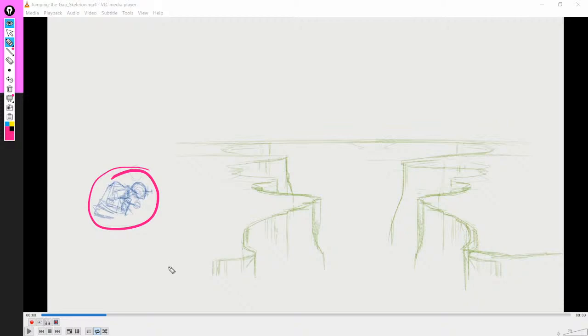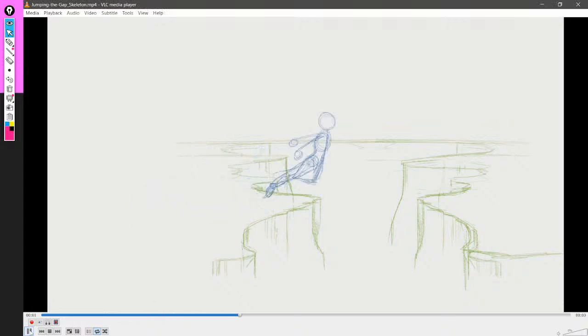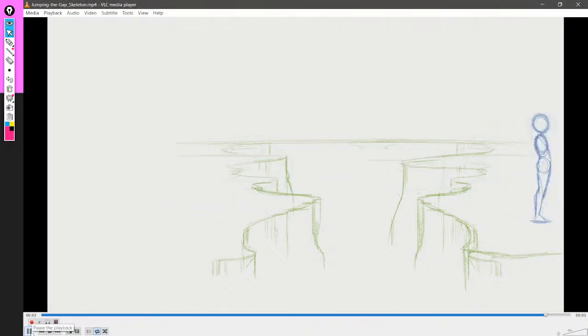Was this done on 2s or 3s? I think it was done on 2s. The software had a setting for on 2s, on 3s. So I think it's on 2s. This one would need to hold for either 3 or 4 frames. It needs to hold for a little bit longer. And then the jump is good. I have nothing against it.